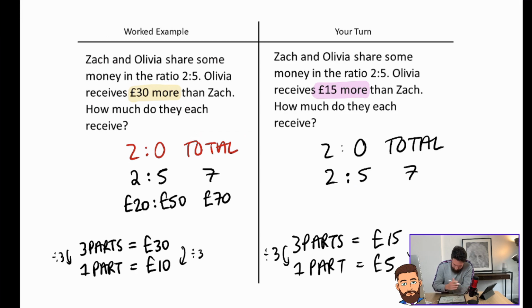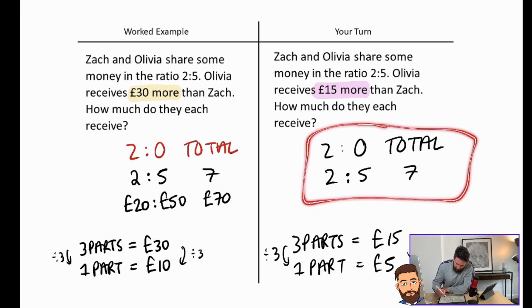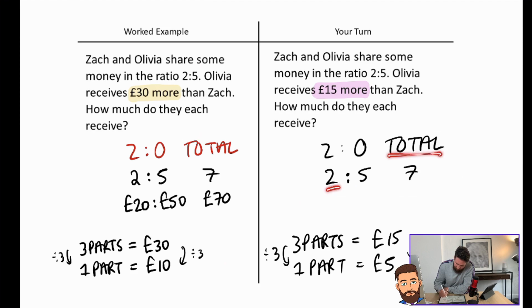Okay, so you should have written out your ratio like this. Zach to Olivia with a total is 2 to 5 with a total of 7. £15 more. Olivia receives £15 more than Zach. Well, if we check the parts, how many more parts does Olivia get than Zach? Again, it's an extra 3 parts. So 3 parts must be equal to the £15 more that they are receiving, which means 1 part must be £5. If 1 part is £5, it's nice and easy now.